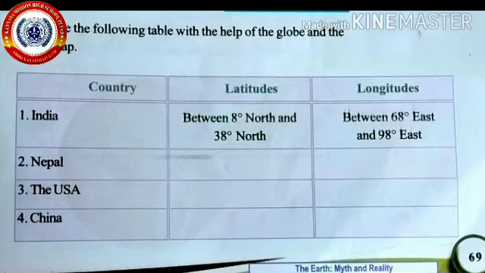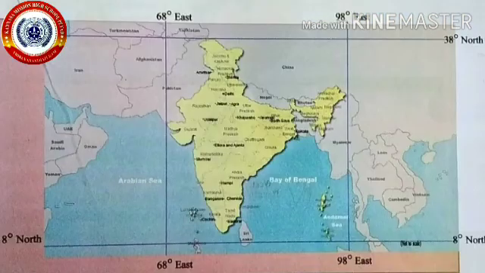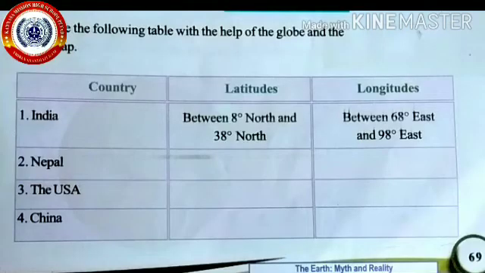Okay students, there is a homework for you. We have identified the location of India in terms of latitudes and longitudes. Now, you have to complete this table with the help of a globe and the world map and identify the location of these countries also. We will discuss the answers in the next class.